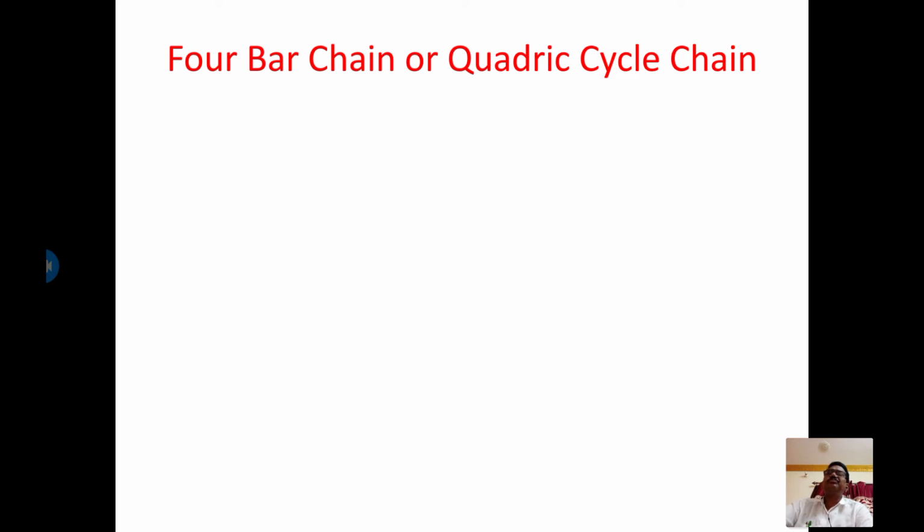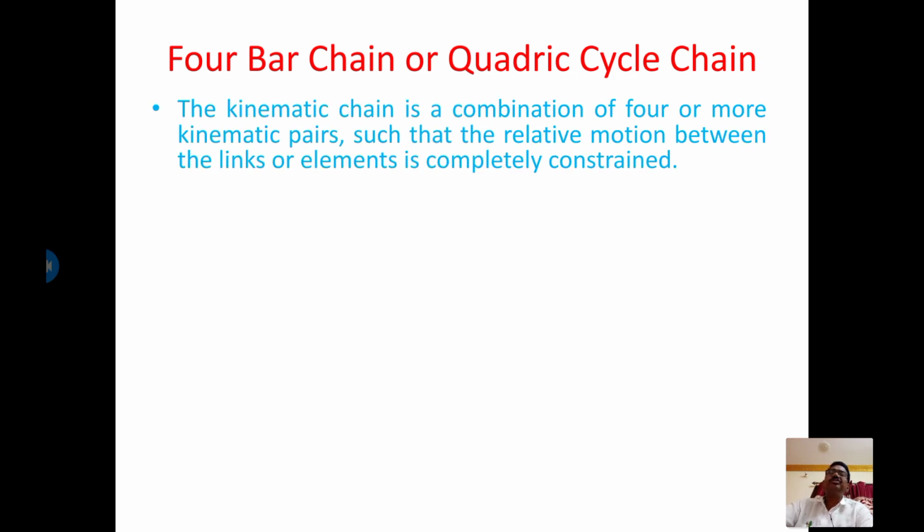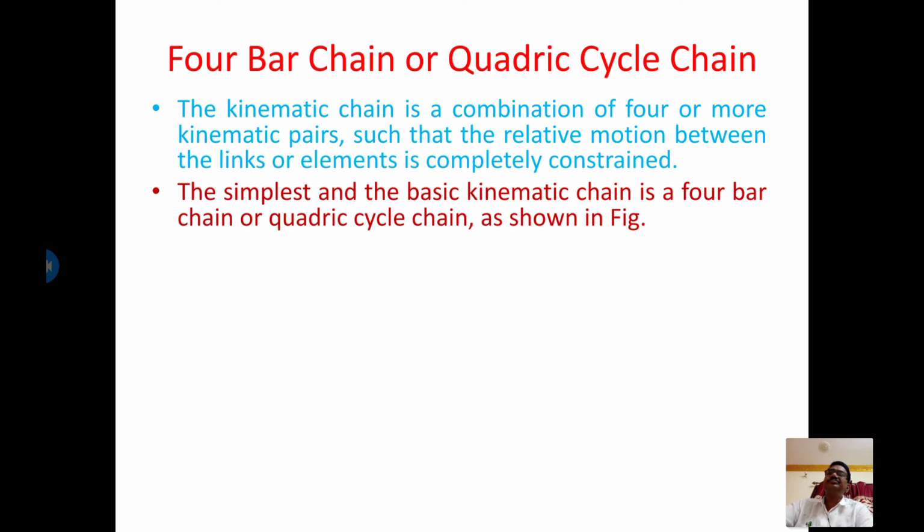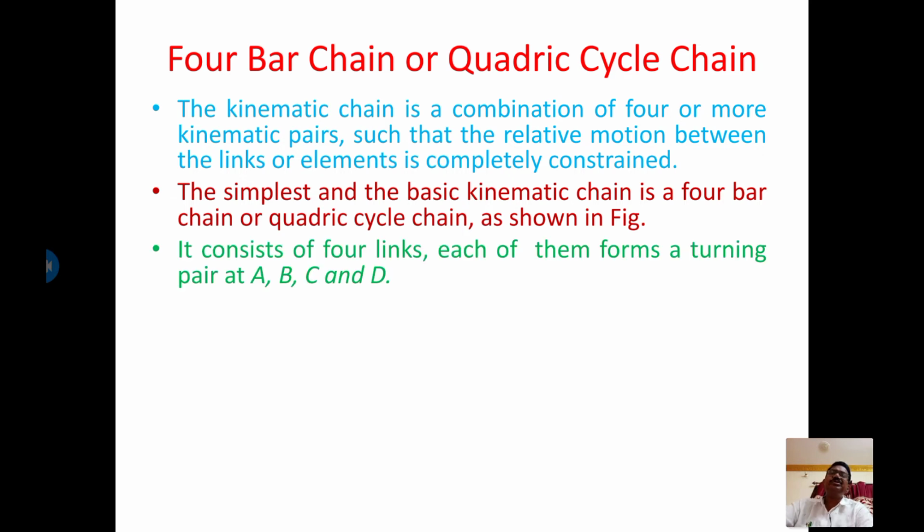A kinematic chain is a combination of 4 or more kinematic pairs such that the relative motion between the links or elements is completely constrained. The simplest and most basic kinematic chain is the 4-bar chain or quadric cycle chain.